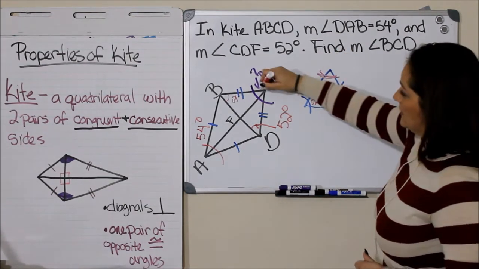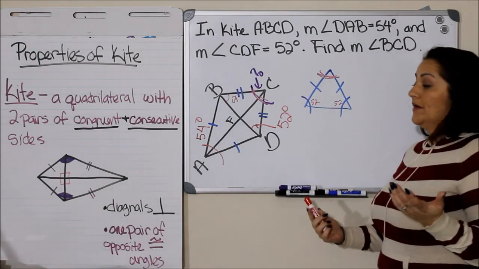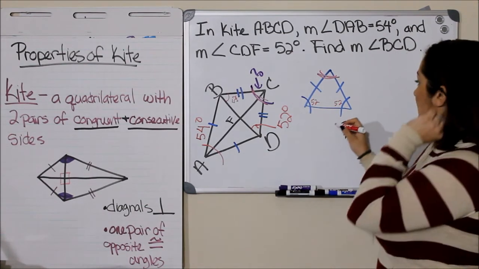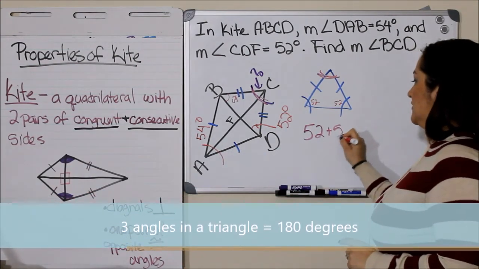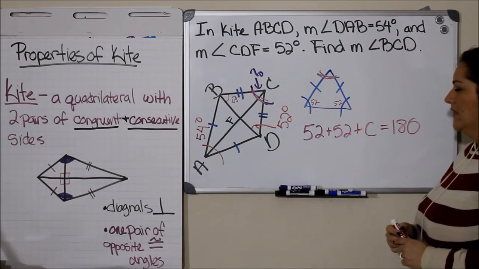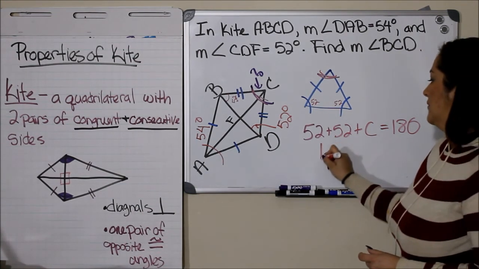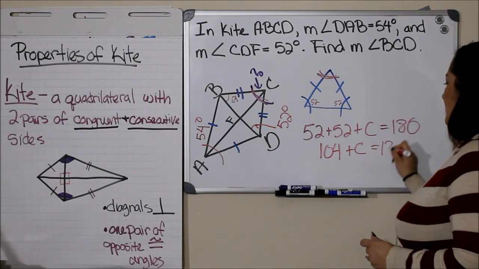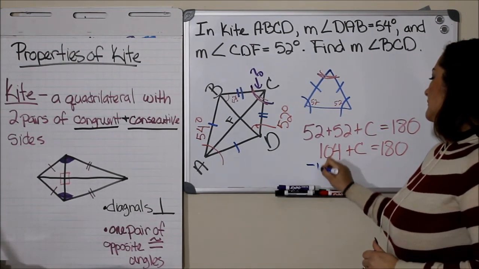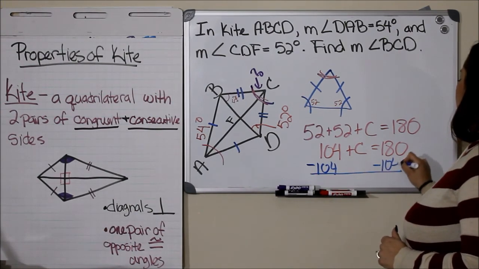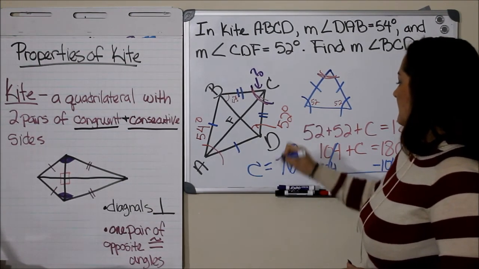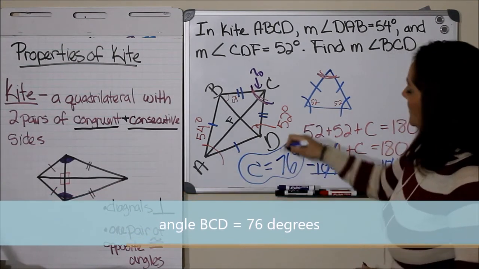And the last thing I want to do is find that missing angle. Well, what do I know about a triangle? All three angles add up to 180. So I can literally take 52 plus 52 plus the angle that I'm missing, angle C, and I'm going to set it equal to 180. So here I have 52 and 52, that's 104. Last step to get that missing angle all by itself, I'm going to subtract 104. So C is going to be equal to 76. So the missing angle that they're looking for is 76 degrees.